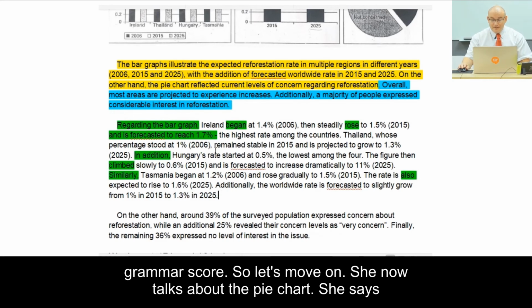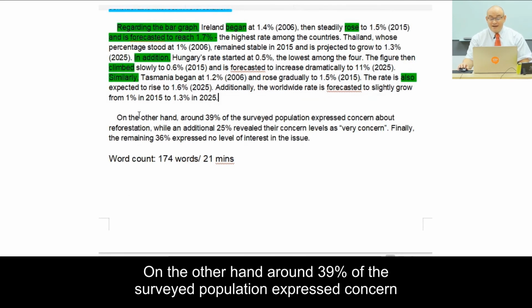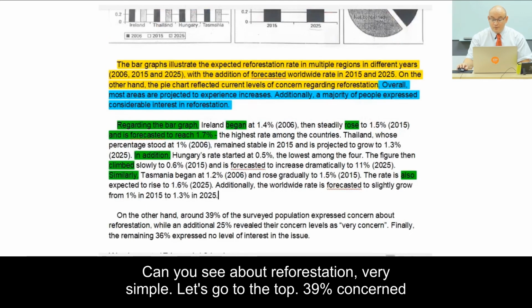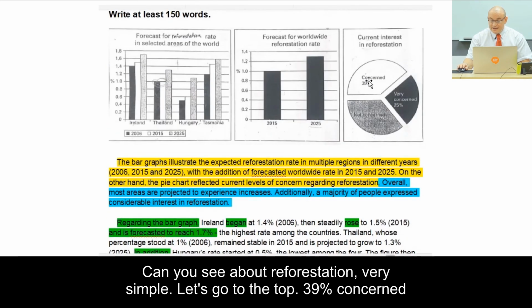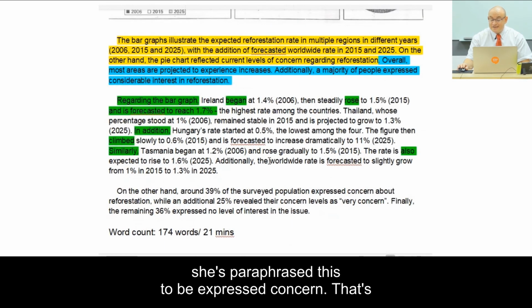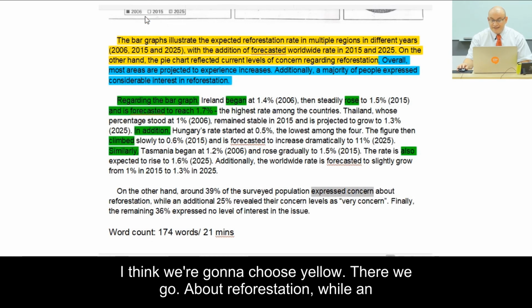So let's move on. She now talks about the pie chart. She says, "On the other hand, around 39% of the surveyed population expressed concern." Can you see? About reforestation. Very simple. Let's go to the top. 39% concerned. She's paraphrased this to be "expressed concern." That's fine. Let me just highlight this phrase for you guys. I think we're going to choose yellow. There we go. About reforestation.